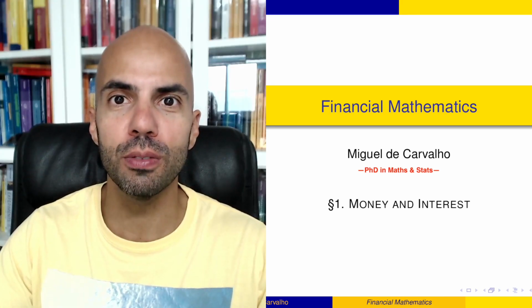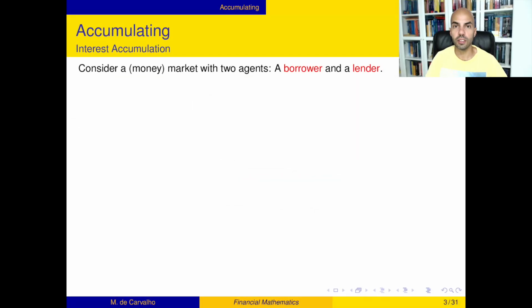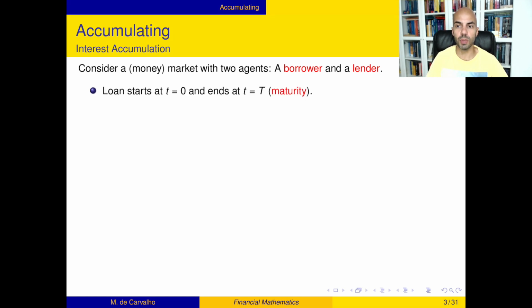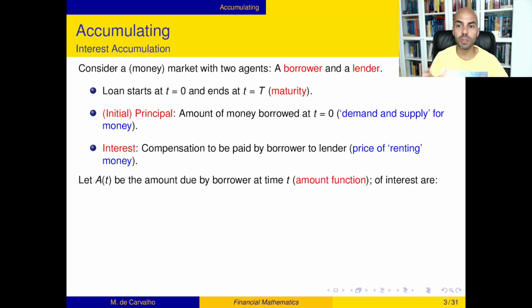The first part of this course is about money and interest. A money market involves two players, a borrower and a lender. This market is about loans. A loan is characterized by a time horizon ending at a period called maturity, an amount known as principal, as well as a compensation known as interest.